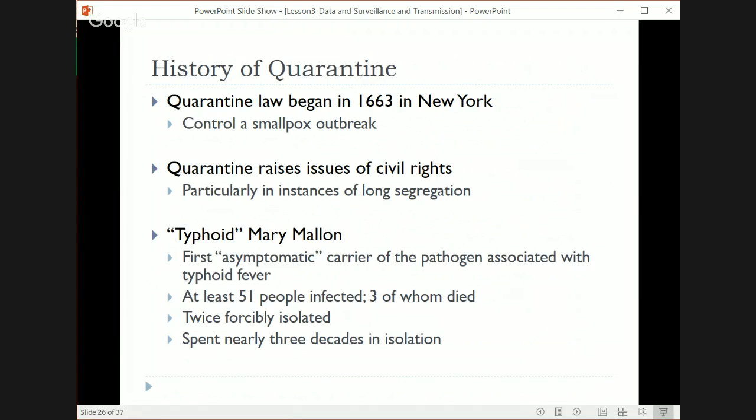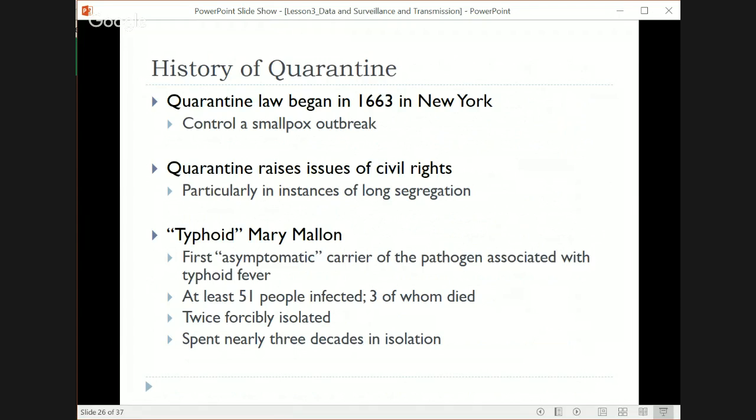At which point Mary convinced the clinician in this facility that she was staying in that she wouldn't work in a kitchen ever again. So they released her, and almost immediately after she was released, she started working in a kitchen for a hospital. And the hospital had a big outbreak, at which point they forcibly isolated her for the second time, and she remained in isolation for the rest of her life. So in total, Mary spent almost 3 decades in isolation.